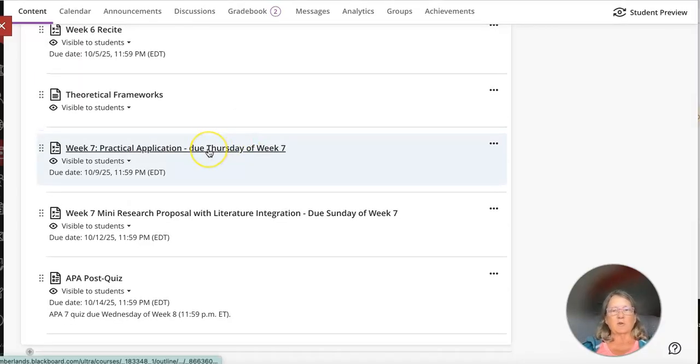The first thing that's due in week 7 is your practical application. And I'm not going to say too much about that. You've been doing some practical applications. Tell me about the things that you learned specific to this class and how you can apply those things to where you work. If you're currently not working, talk about how you might apply those things to the job that you hope to have someday.